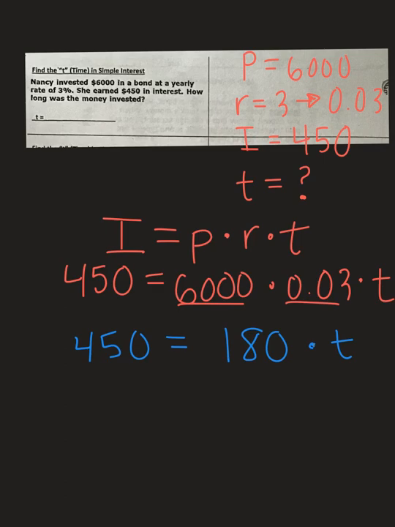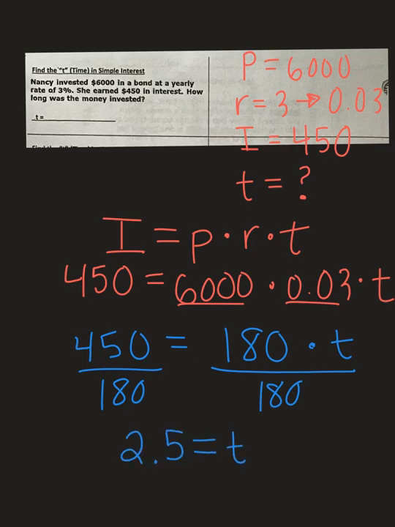From here, we need to get T by itself, so I can divide by 180 on both sides of my equal sign, and when you do that, you should get 2.5 equals T. So what we just found is the money was invested for 2.5 years. Remember, the time is always in years. Go ahead and try the next problem. You're finding time again, and then check back with the video to check your answer.